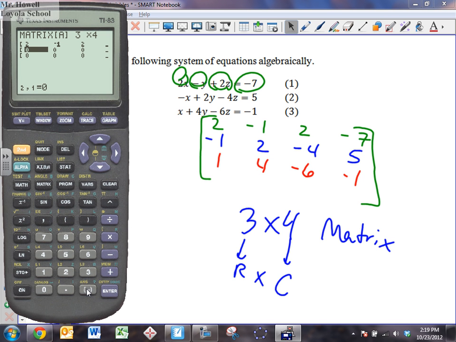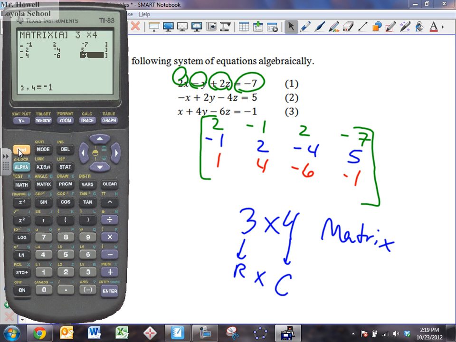Is anyone lost right now? If you are, please ask. -1, enter. 2, enter. -4, enter. 5, enter. 1, 4, -6, -1. So now we've entered the whole matrix, right? At this point, everybody follow me. Press.